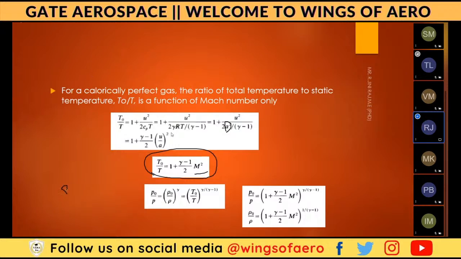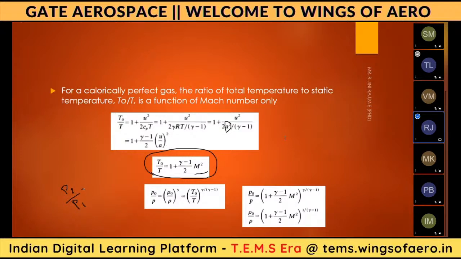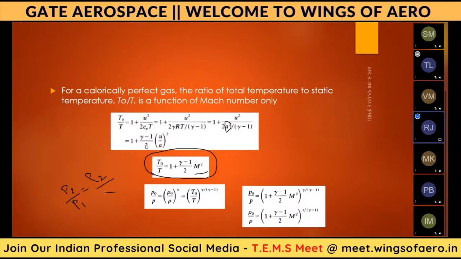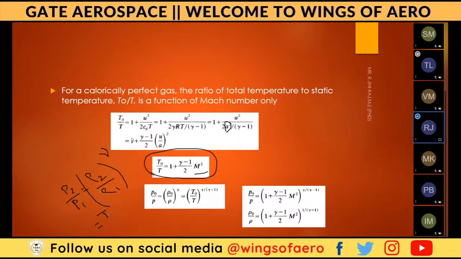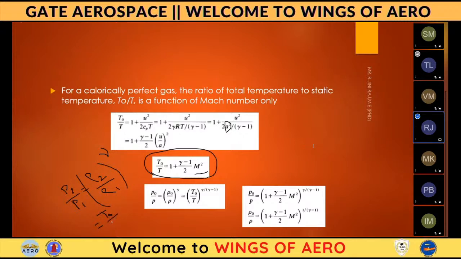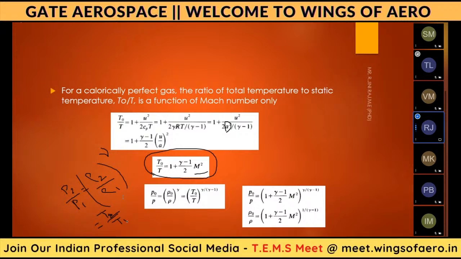The isentropic relation is P2 by P1 equal to rho 2 by rho 1 whole power gamma, that is equal to T2 by T1 power gamma by gamma minus 1. Same way, here I am considering values for stagnation and static. That's why I am putting values like T naught by T, where T is for static and T naught is for stagnant.